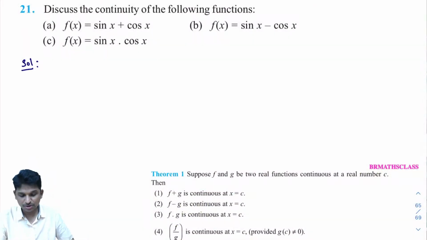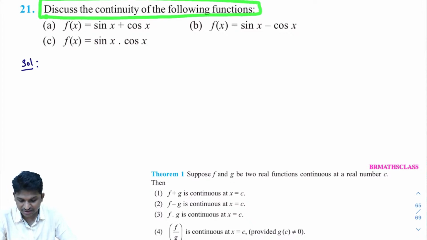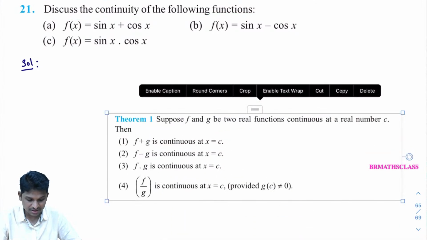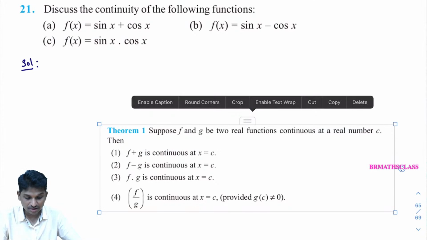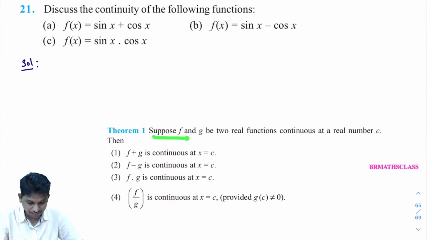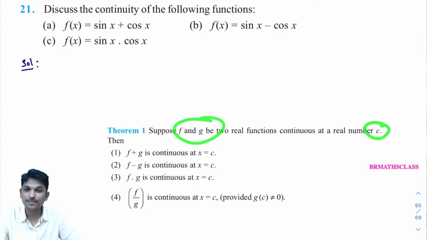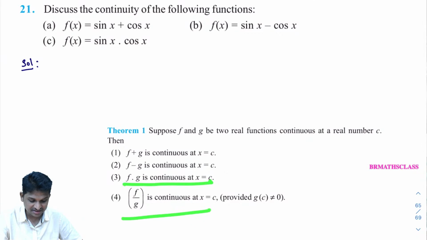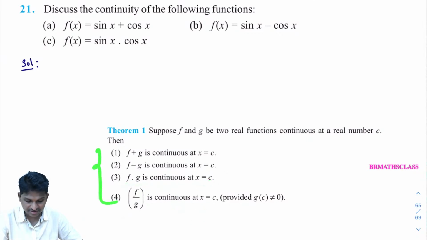You observe this question number 21. What they are asking: discuss the continuity of the following functions. To understand this, first you need to know this statement. This is the theorem we have. What is this theorem? If f and g are two real functions continuous at c, then f plus g is continuous at c, f minus g is continuous at c, f into g is continuous at c, f by g is continuous at c. These four points we have.